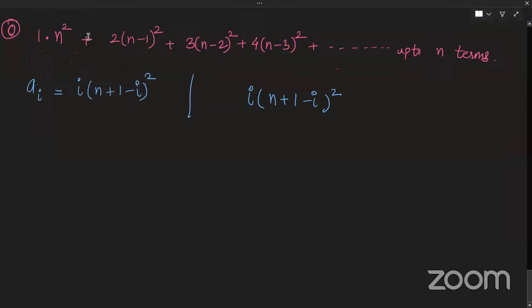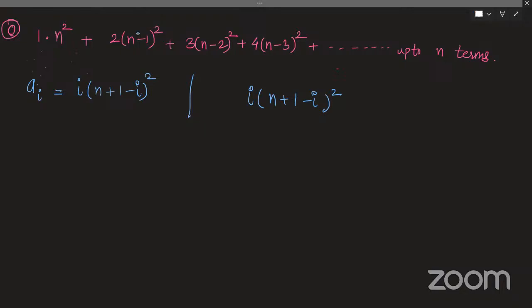Because when I'm putting i as 1, I'm getting n. When I'm putting i as 2, I am getting n minus 1. When I'm putting i as 3, I will get n minus 2 and so on. Fine? You just need to recognize the pattern. If you clearly observe, it is also an AP. It is a decreasing AP, the term inside my square. Right, everyone?